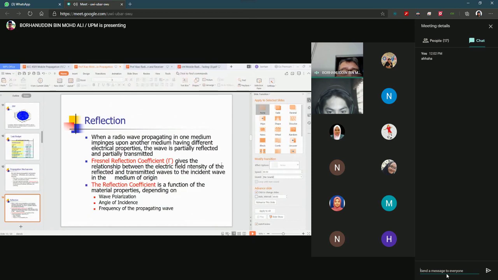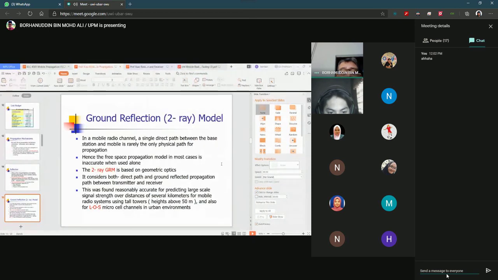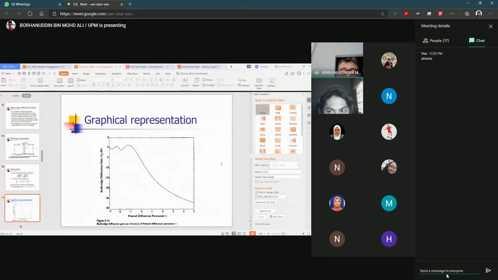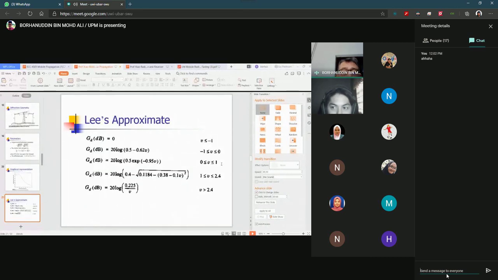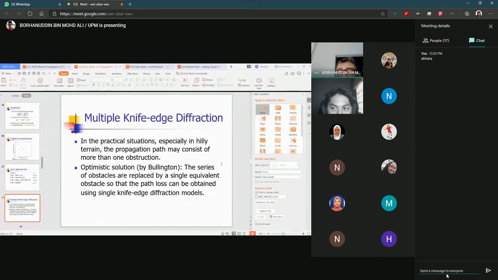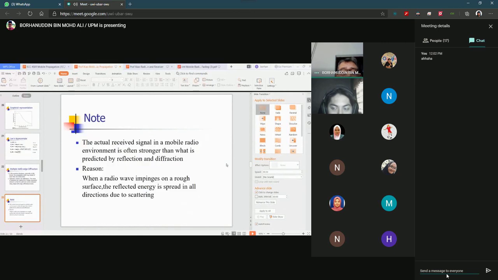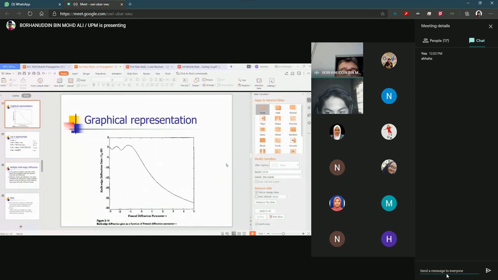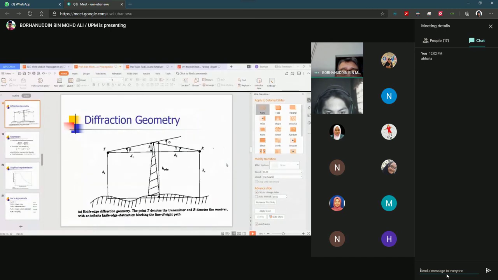Okay, we've seen this one. I showed you this very quickly just last week. We can go through it quickly yourself. Maybe we can illustrate with some examples later. Multiple knife edge diffraction we also saw last week, where you can represent mountains or buildings like a knife edge. This is called a knife edge. And if you have multiple ones, you can represent them as one knife edge.